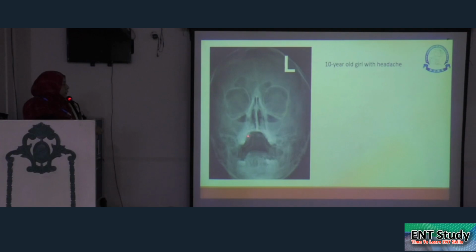This is an X-ray of a 10-year-old girl with a headache. It shows a partial opacification of the maxillary sinus with an air-fluid level, which is a sign of acute maxillary sinusitis.